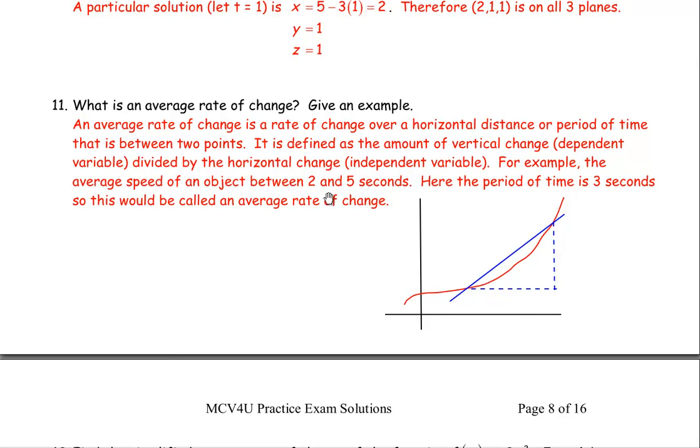For example, the average speed of an object between 2 seconds, so let's say this was 2 seconds and 5 seconds. Those values right there would be the displacements, and this would be the change in time between the 2 seconds and 5 seconds, for example. So average rate of change is between 2 different places on a curve.